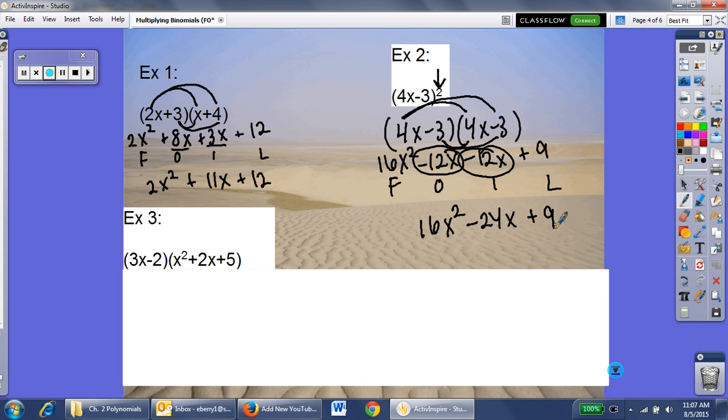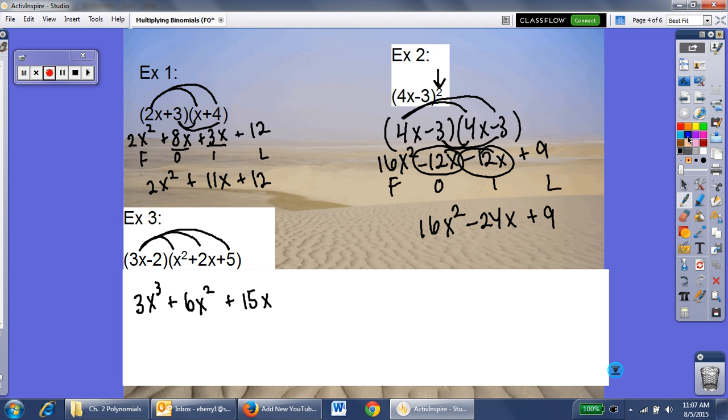Now lastly, we're going to learn how to distribute a binomial, 2 terms, with a trinomial, 3 terms. It's really similar to what we did before with foiling. So we need to distribute each of these terms, the 3x and the negative 2, to everything in the other set of parentheses. So let's do the 3x first. We're going to distribute that to everything over here. 3x times x squared is 3x to the third. 3x times 2x is 6x squared. And 3x times 5 is 15x.